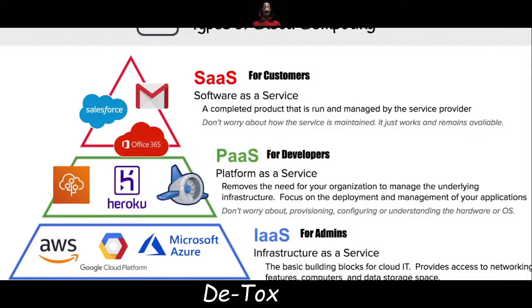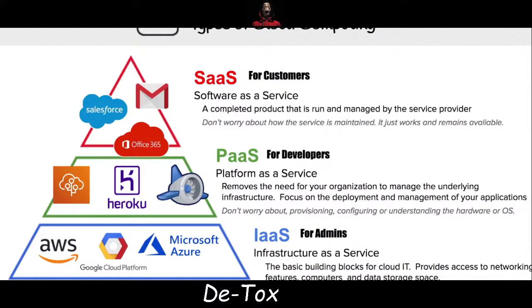And then the last one on our list here is infrastructure as a service. And this is really intended for admins. And so when you're using AWS, GCP, or Azure, this is what infrastructure as a service is. So it's the basic building blocks for cloud IT. It provides access to networking features, computers, and data storage space. So you don't worry about the IT staff, the data centers, or the hardware, but you have access to all those resources to build whatever you want, okay?